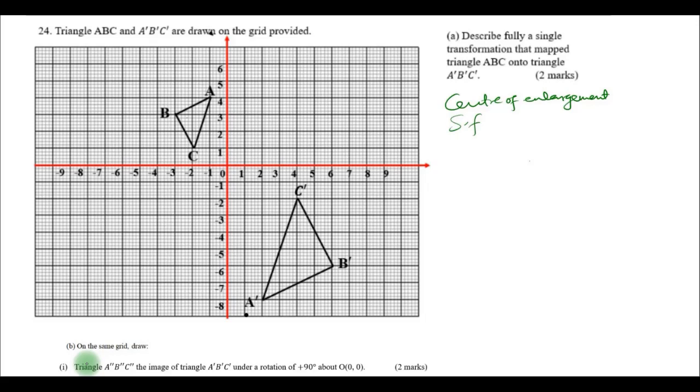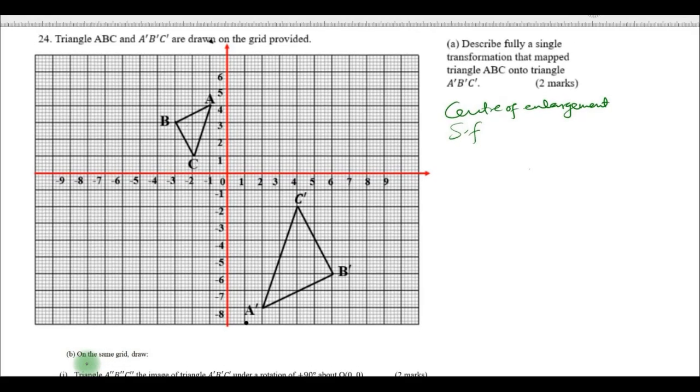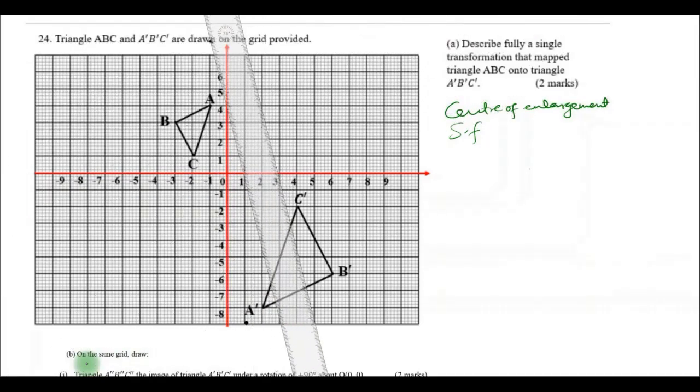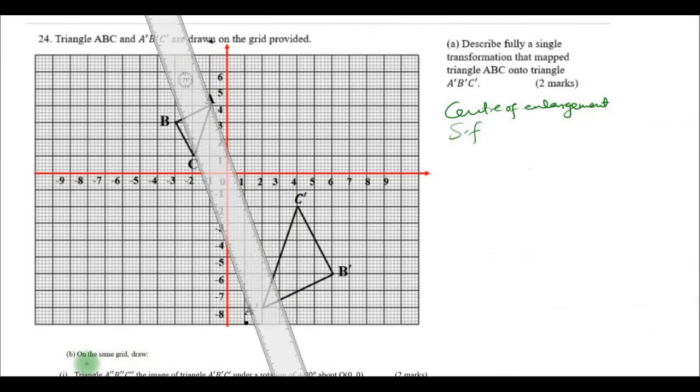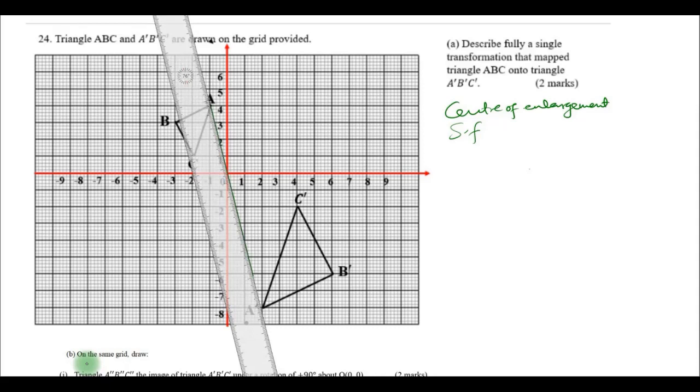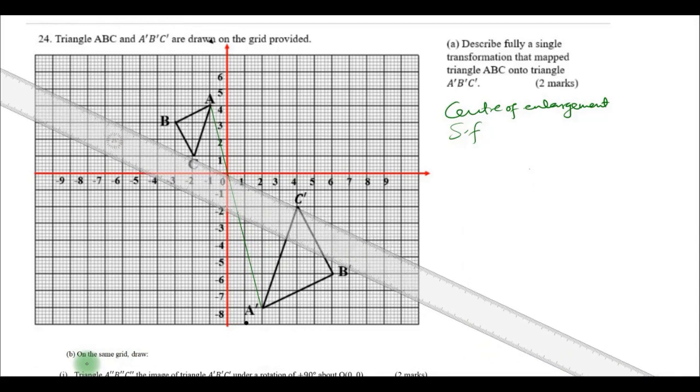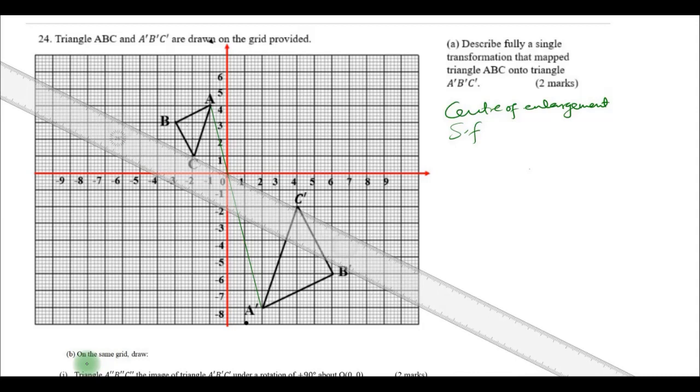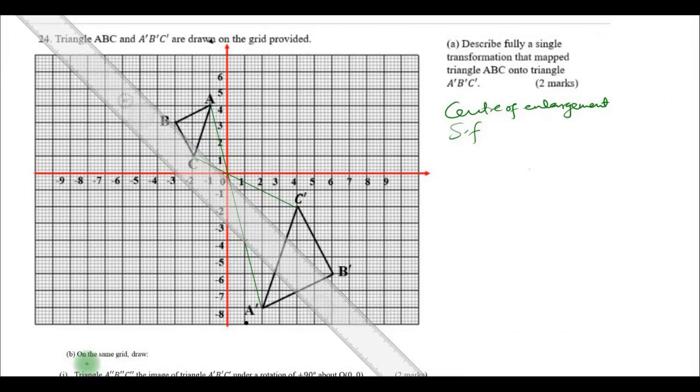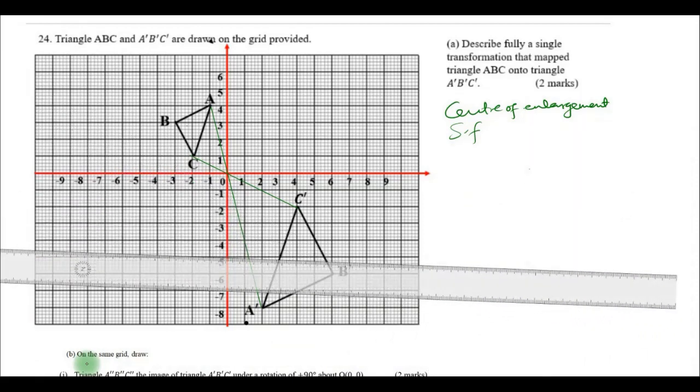Therefore, if that is the case, A has been mapped onto A prime, so we shall use a ruler, and then we draw a line joining A and A prime. So you can see it is passing through the origin, that is 0, 0. Also, we can join A to C prime. Also, we see that it's passing through the origin. The same thing we can do even for a third point, B to B prime is also passing through the origin. So in our case, we can say that the center of enlargement is 0, 0.